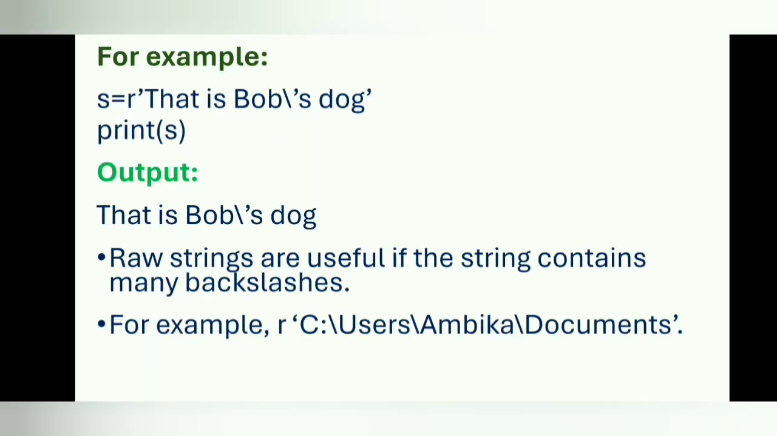In this example, we put an R before the beginning of the quotation mark to make it a raw string. In this raw string, the backslash is treated as part of the string rather than the beginning of an escape character. So the output is displayed with the backslash. Raw strings are useful if the string contains many backslashes.